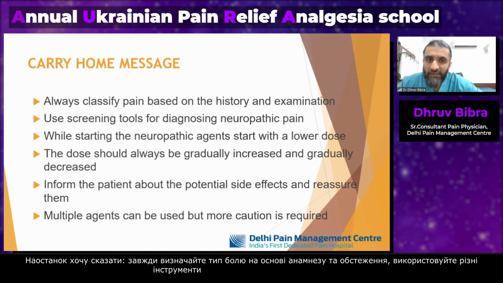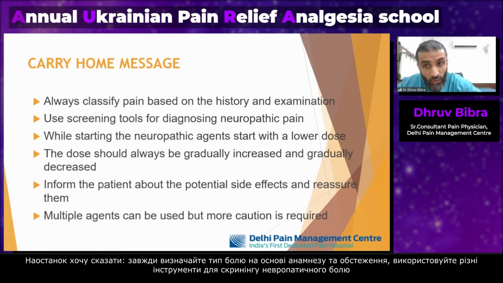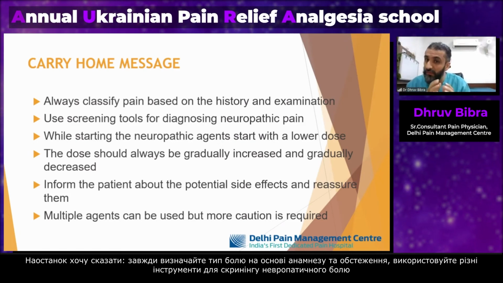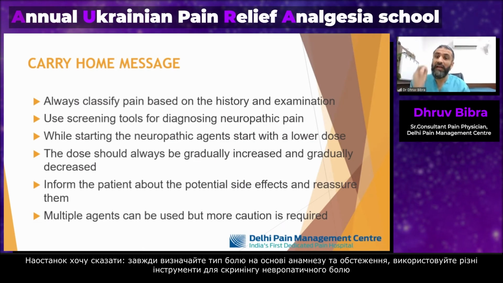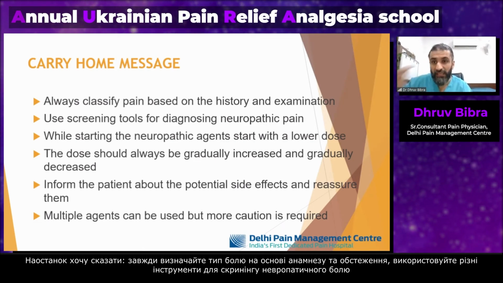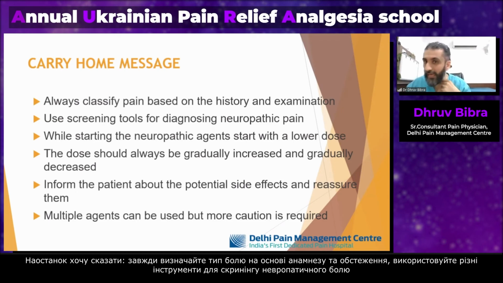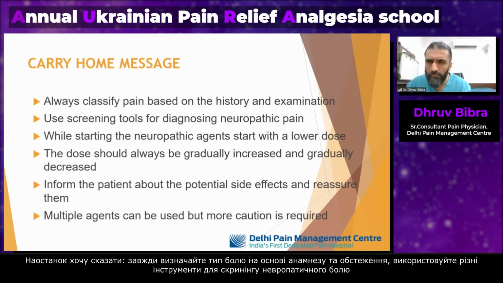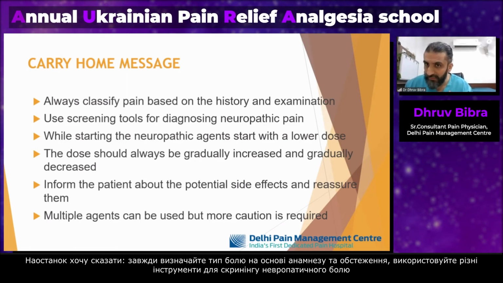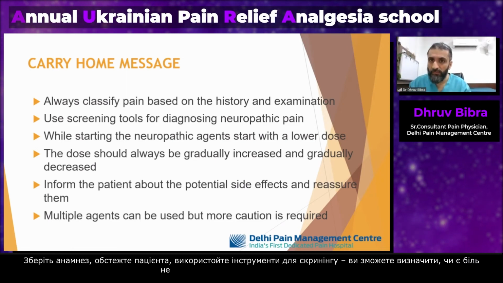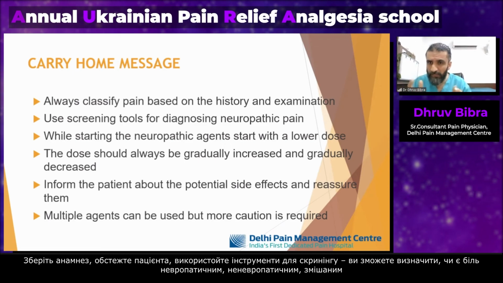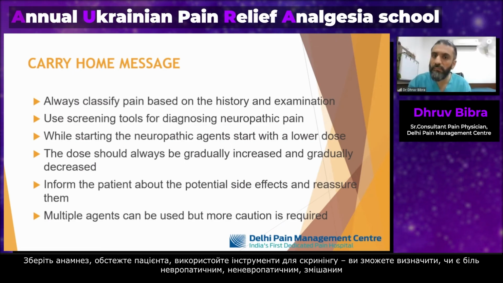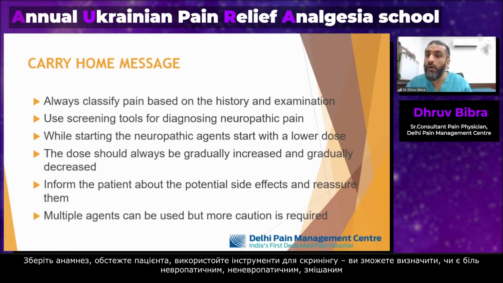So before I end, I would just like to say, whenever you are seeing the patient, always classify the pain based on history and examination. Try to use neuropathic pain scales more and more. If you are in academics and you have the time, you can go through the entire thing. QST again is very simple to do, things which can be done at the bedside. But on a practical basis, just take a detailed history, examine the patient, follow the screening tools, and you get a diagnosis whether you have neuropathic pain or non-neuropathic pain or a mixed pain.